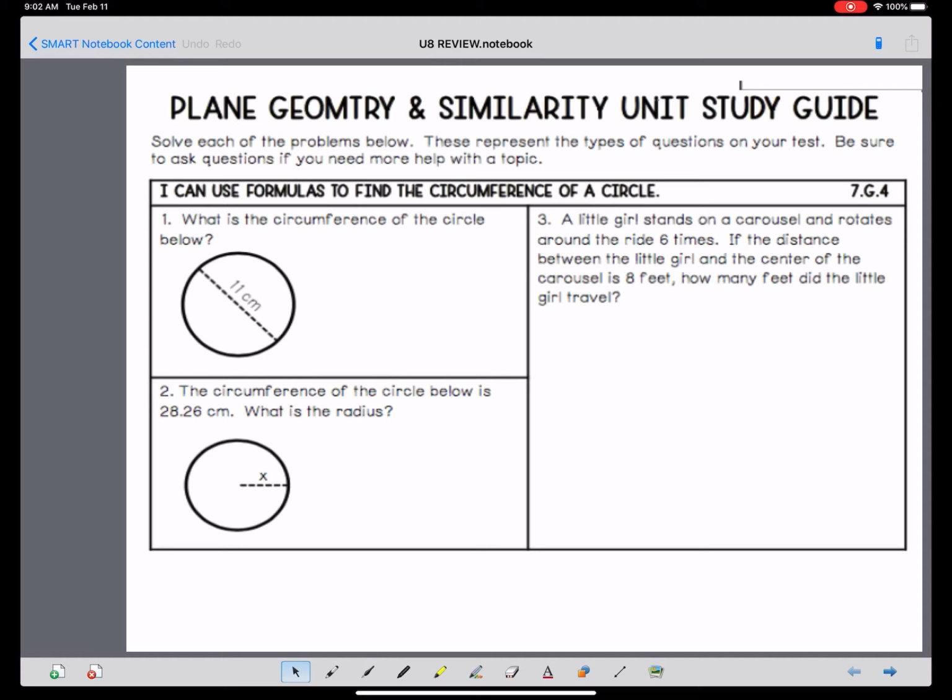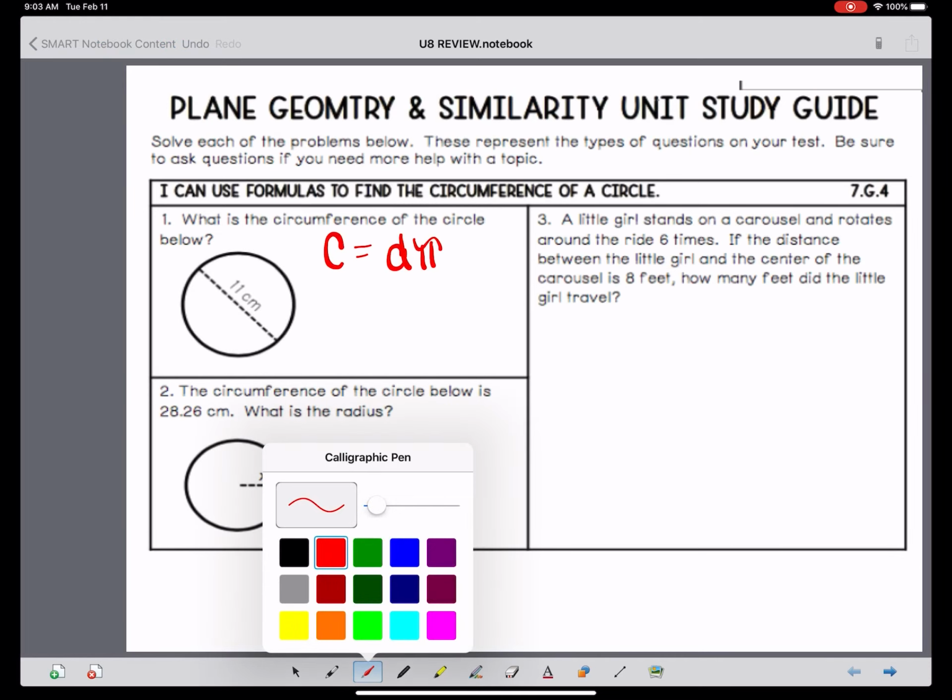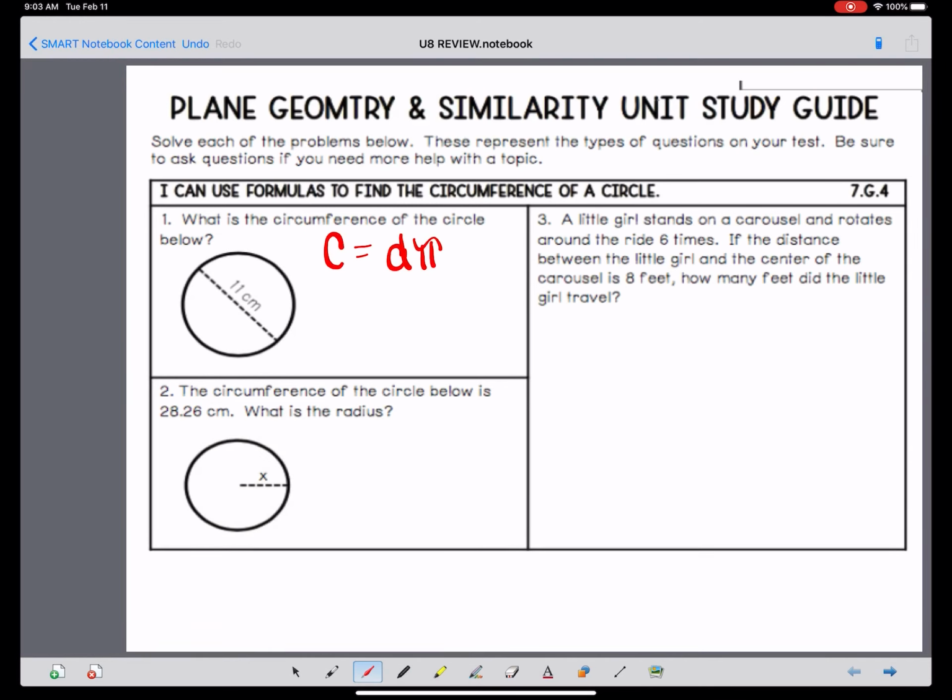So the first I can statement is: I can use formulas to find the circumference of a circle. I plan on leaving the equations that you're going to need up during the test, but it's also good to know them off the top of your head. So question number 1, what is the circumference of the circle below? You need to know that equation: the circumference is equal to the diameter times pi. There are 2 different equations that you could use, and I'll show you both later on.